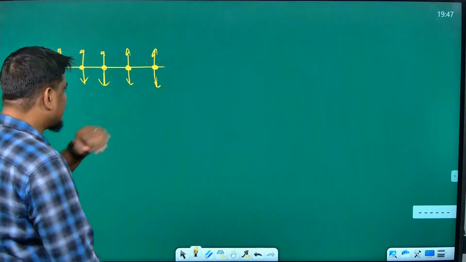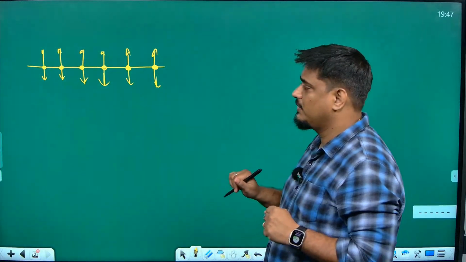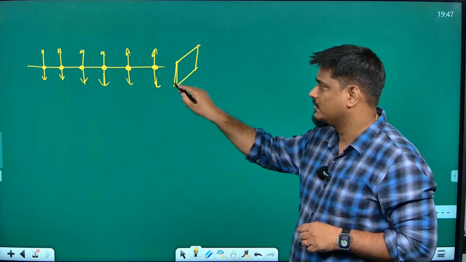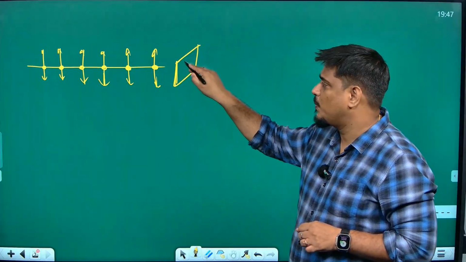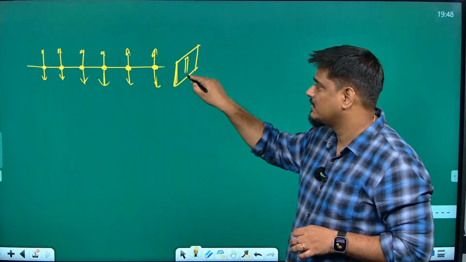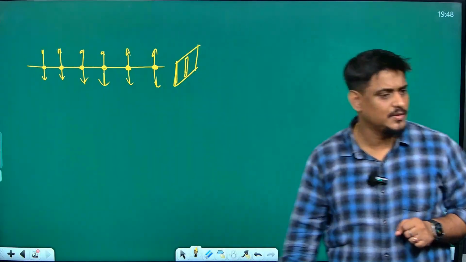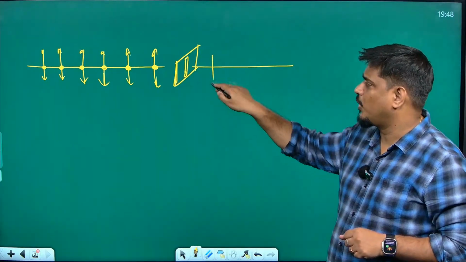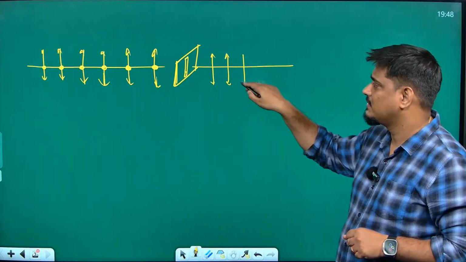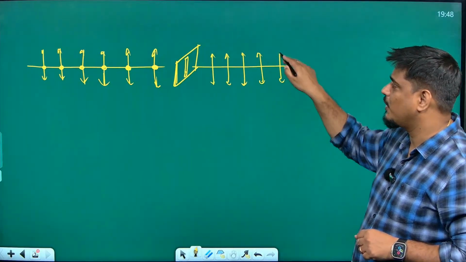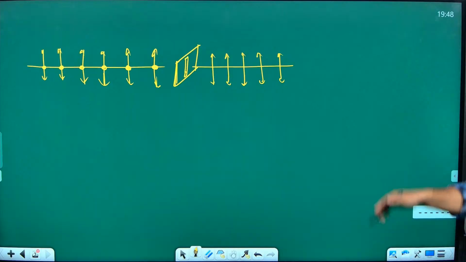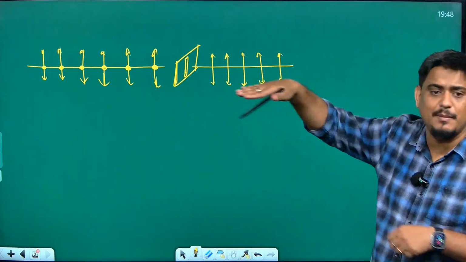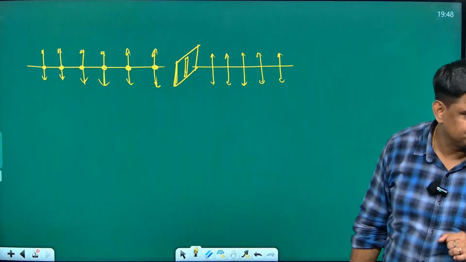So in front of this wave, if I keep a polarizer or a polaroid which has an opening like this, okay, what will happen? What am I going to get as output? I am going to get the output like this, isn't it? Do you agree with me or not, guys? Because the wave which was vibrating in the plane of the paper got eliminated.